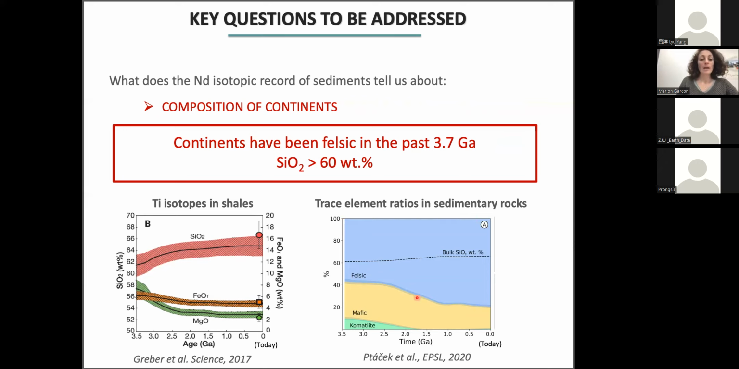Then also in agreement with a re-evaluation of the meaning of trace element ratios in sedimentary rocks in a relatively more recent paper in 2020, when they tried to show that all trace elements basically point towards a bulk silica crust that has not changed a lot through time.